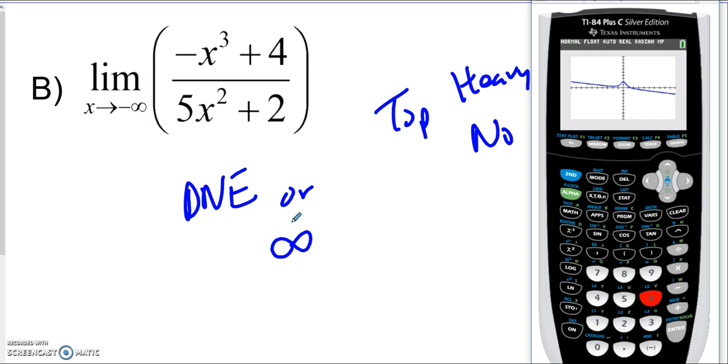We do have one more example. We'll get to that in a little bit, but for now, that concludes the first day of limits regarding sections 1.5 and 3.6.